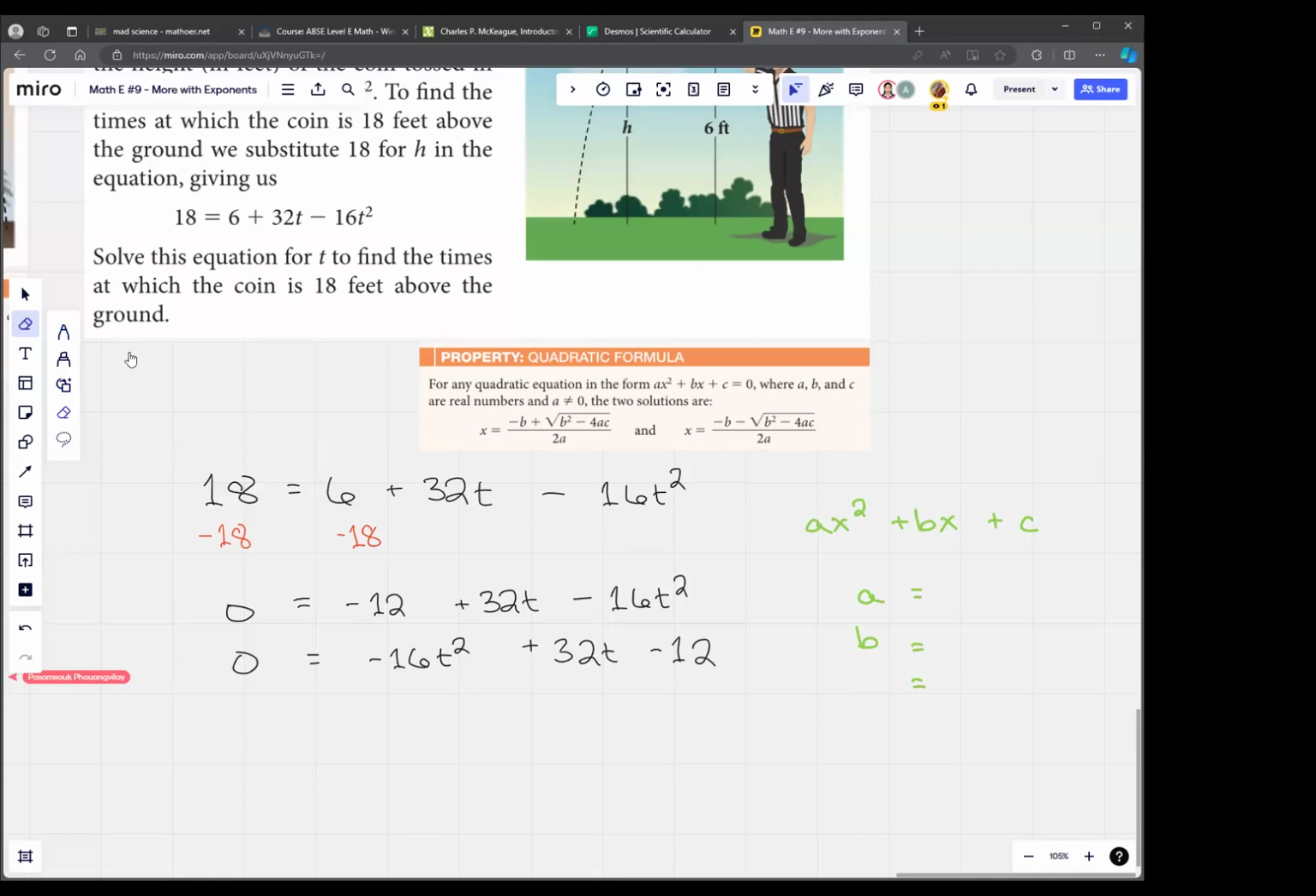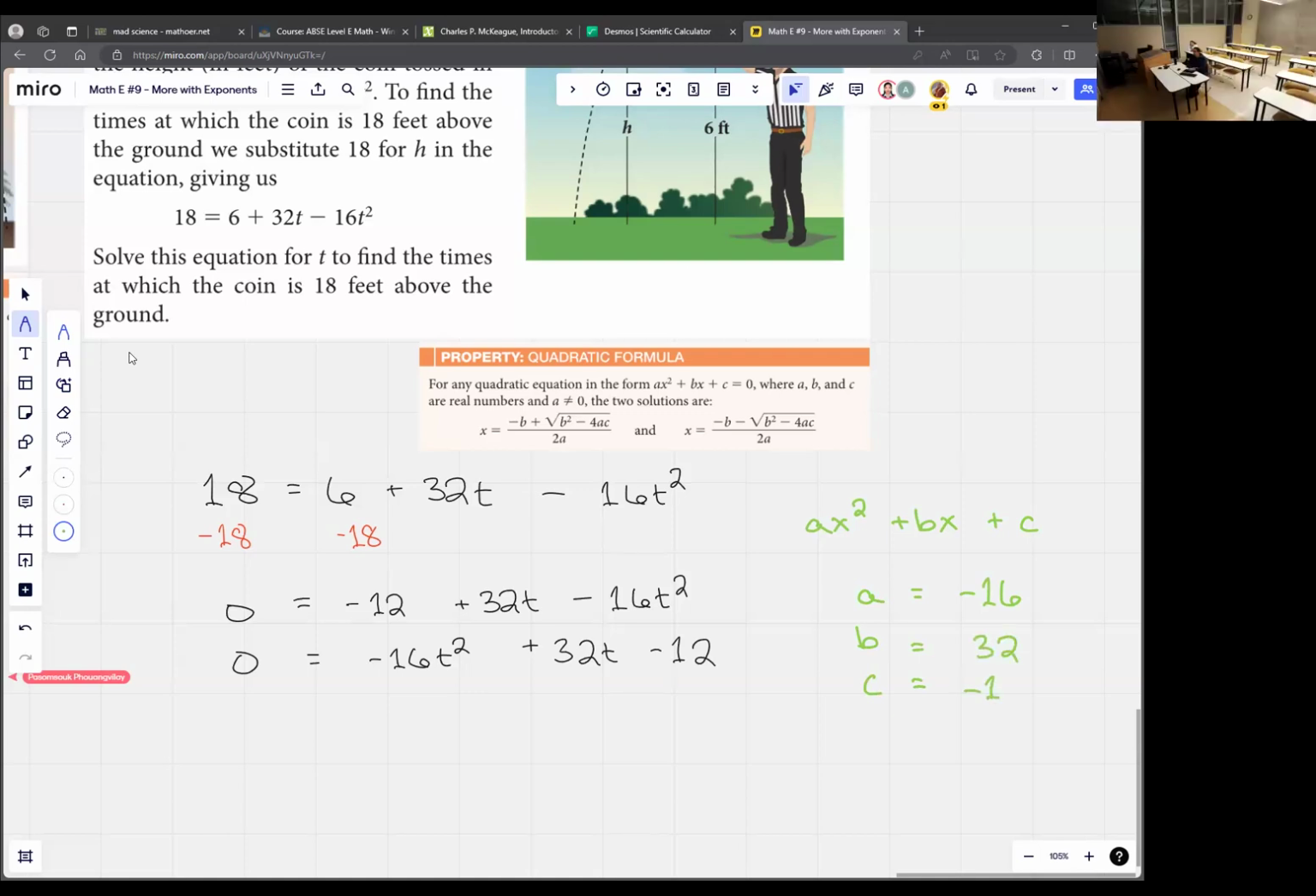So A is negative 16 t squared. B is the 32 t, and C is the negative 12. Almost, we don't put the t's in. The a's are what's in front of the x squared or t squared or whatever. Oh, right. So it's just the numbers, which is nice because we want to plug only numbers into the calculator.